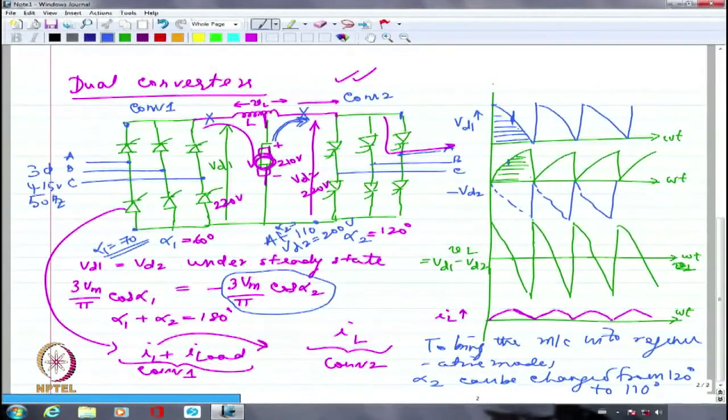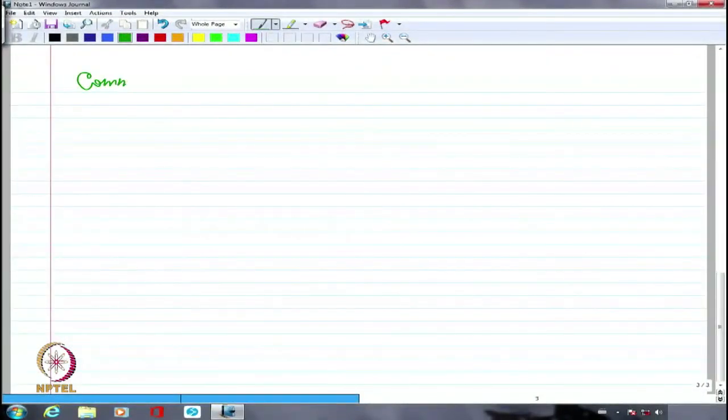Okay. So we are now moving to the last topic. That is commutation overlap.